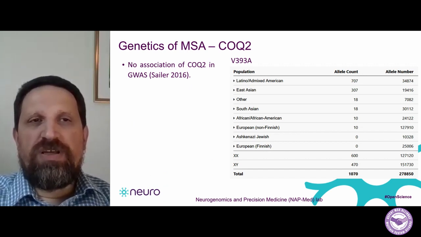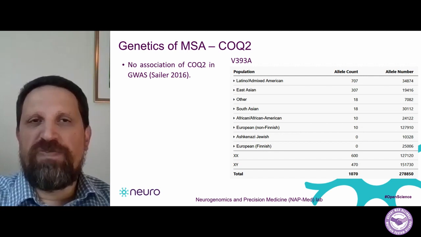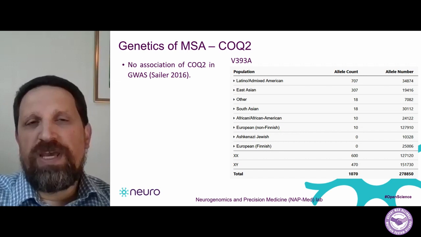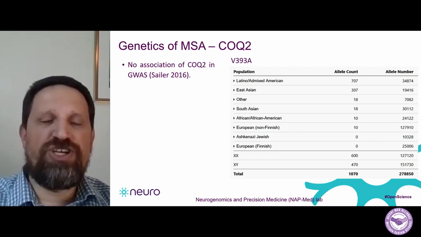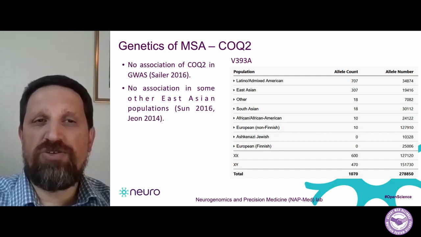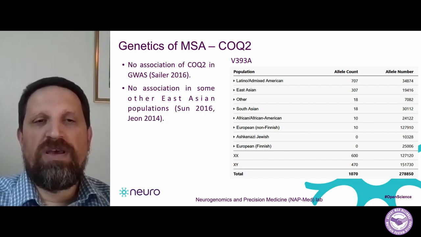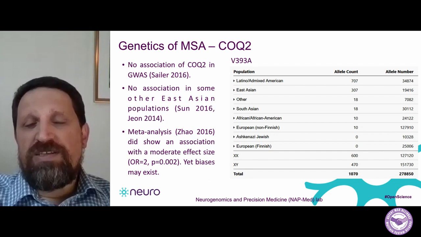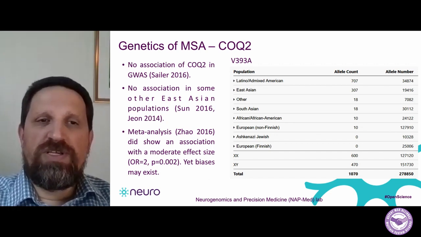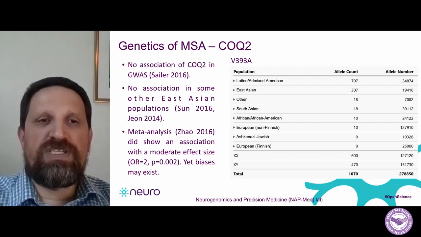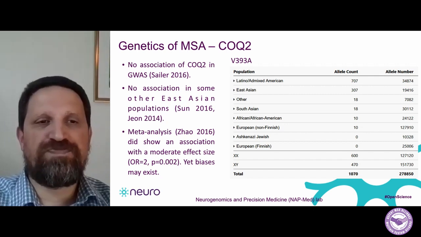Also for this gene, the Genome-Wide Association Study that I mentioned before, and will talk about in one of the next slides, did not find an association. So this again weakens the link of this gene to MSA. There are some other East Asian populations that also did not find an association with this gene, in Korean and in Chinese populations. However, there were also other studies that did find an association, and a meta-analysis of all these studies did show a moderate effect of this specific variant, V393A, on risk for MSA.